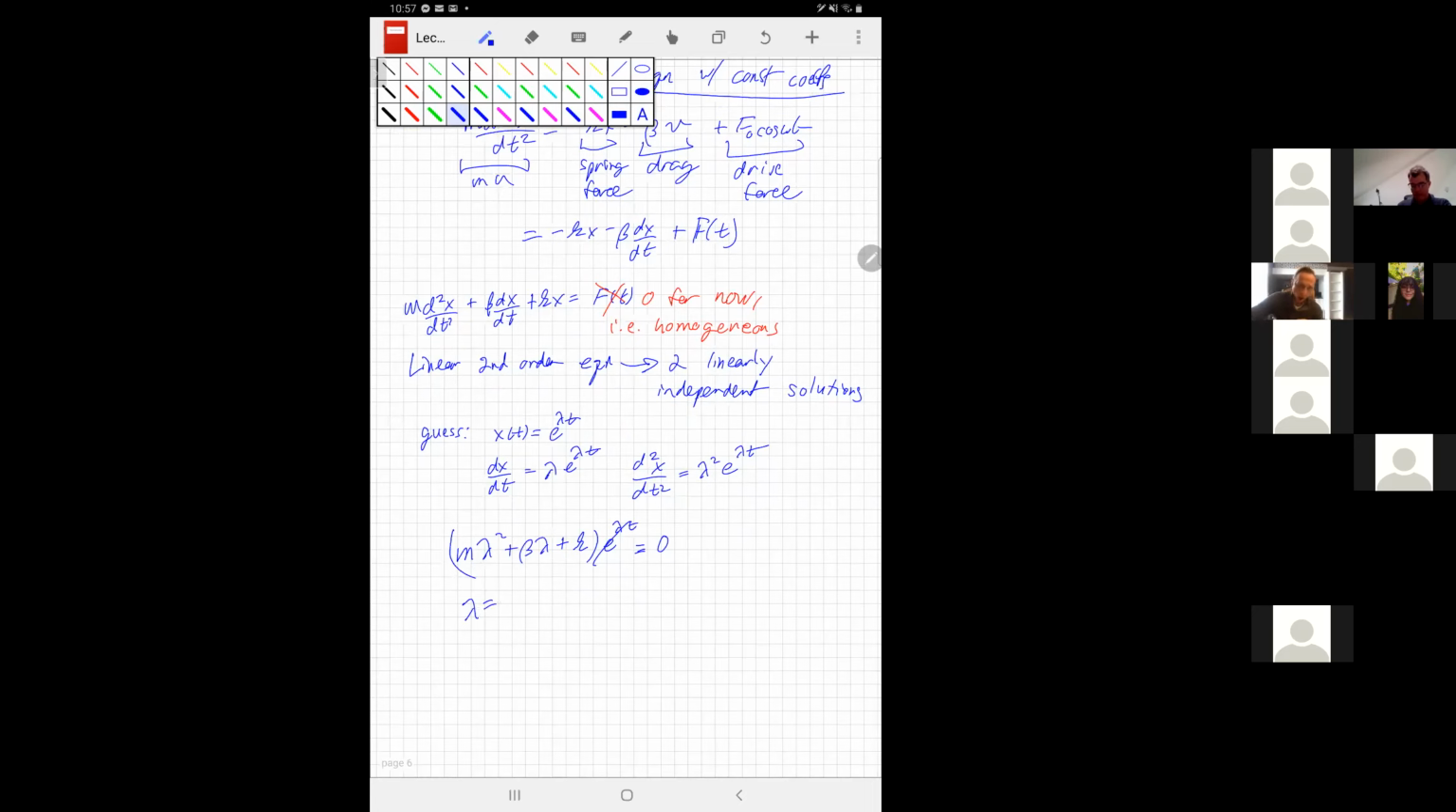This is a quadratic equation. So lambda is minus the coefficient of the linear term, minus beta, plus or minus the square root of beta squared minus 4mk, all over 2m. Questions on how I did that?